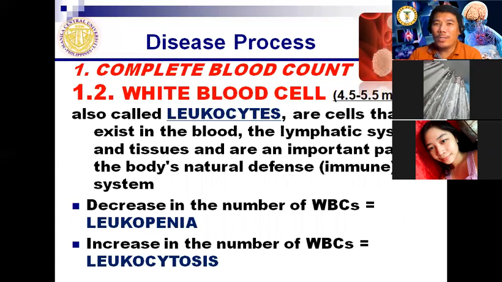So the WBC is leukocytes, and the leukocytes are eventually considered as our defense against infection and inflammation. WBCs can be found through the lymphatic system and tissues as well. Now, as basic to the natural defense of the body, if there is a decrease in the number of WBC, it's leukopenia. If there is an increase in the number of WBC, it's leukocytosis.